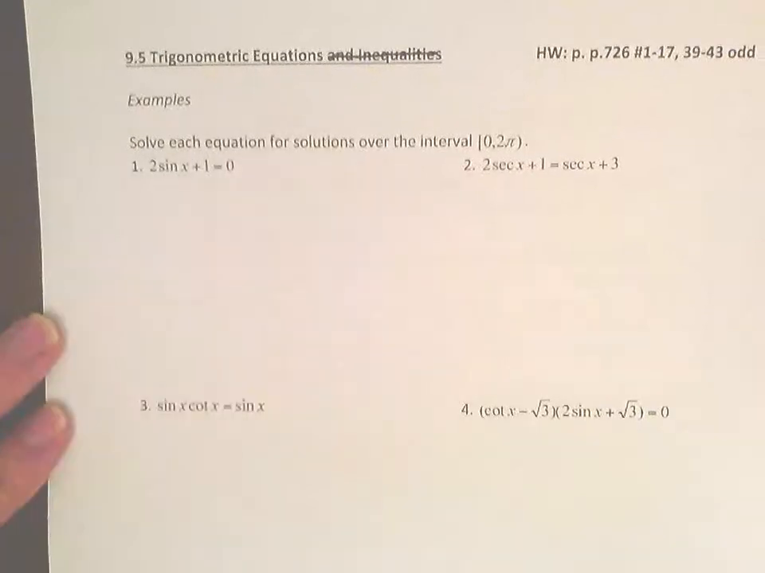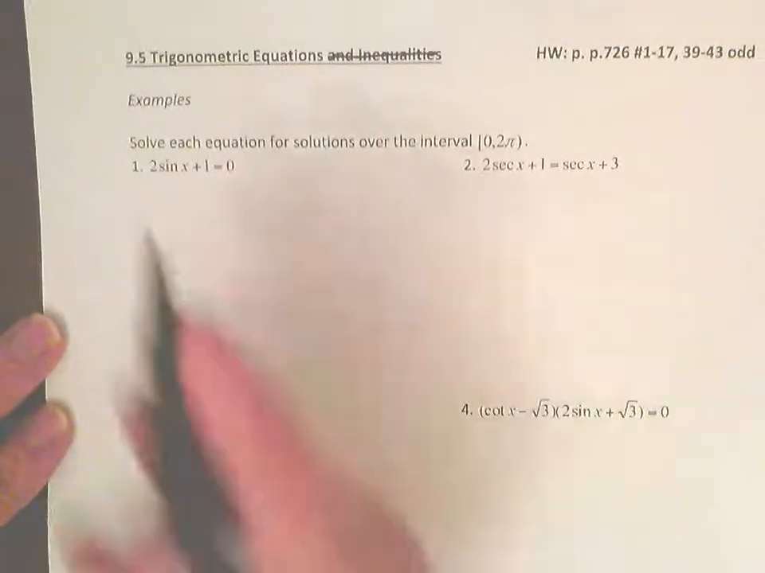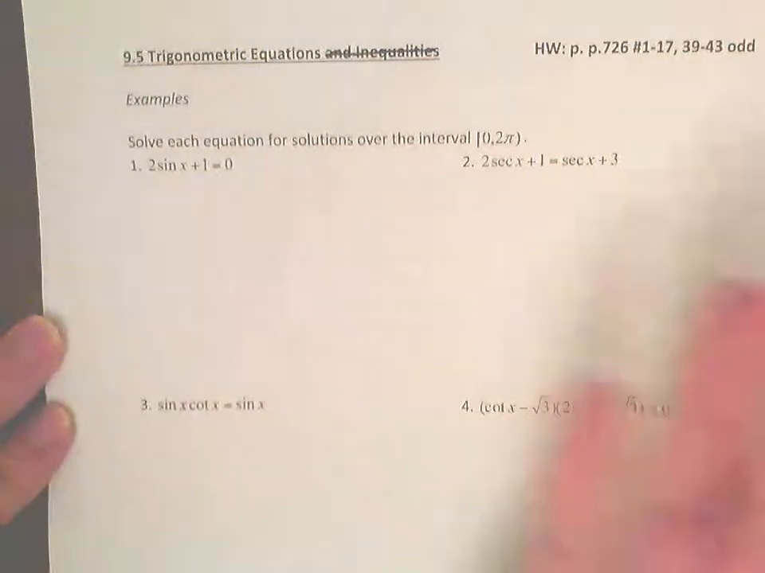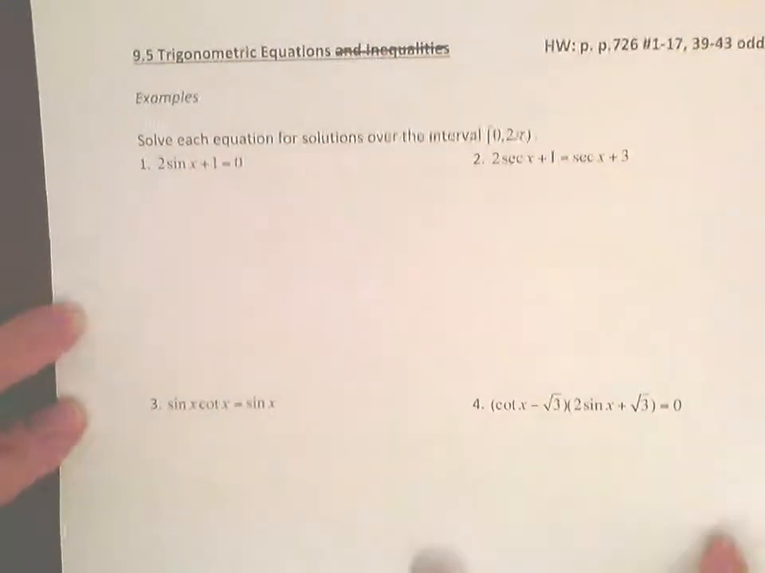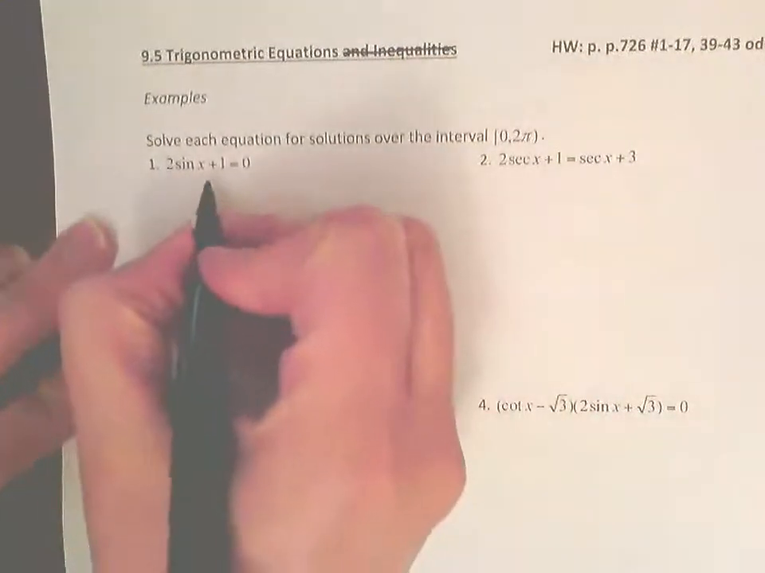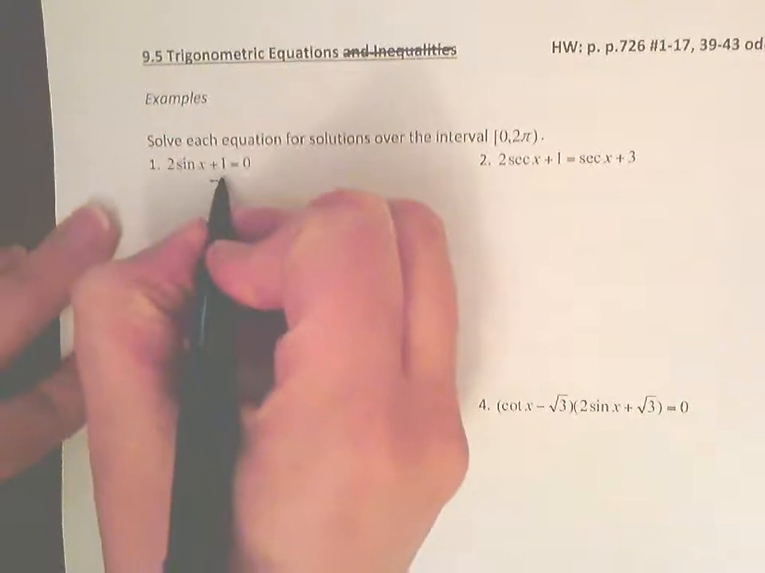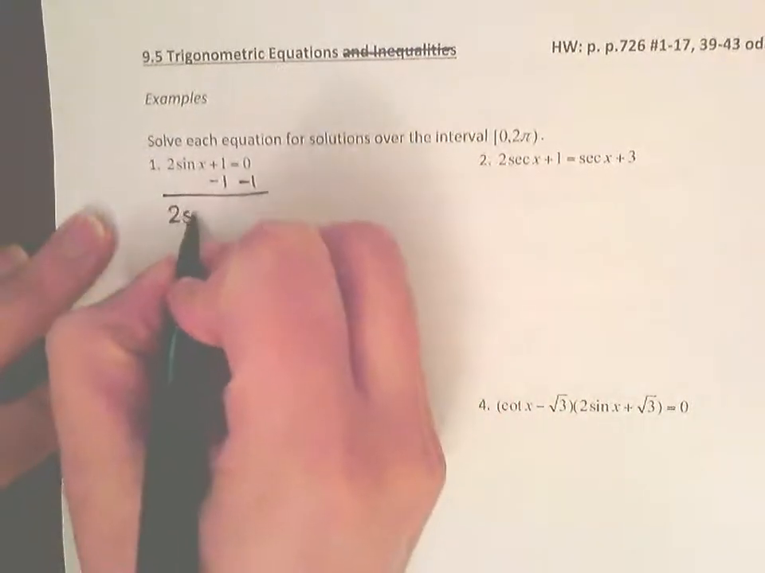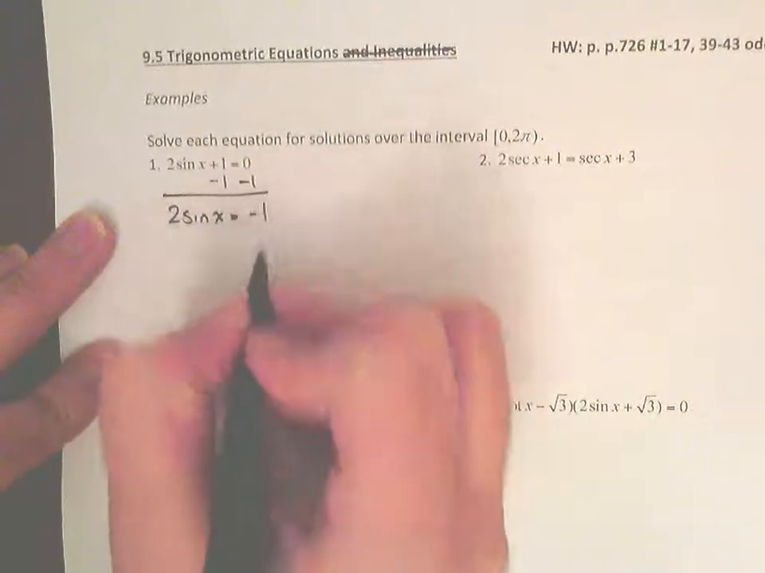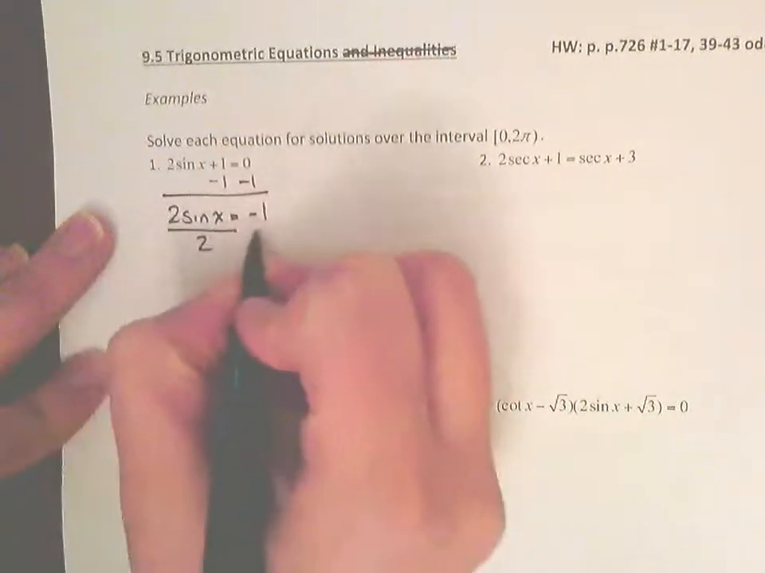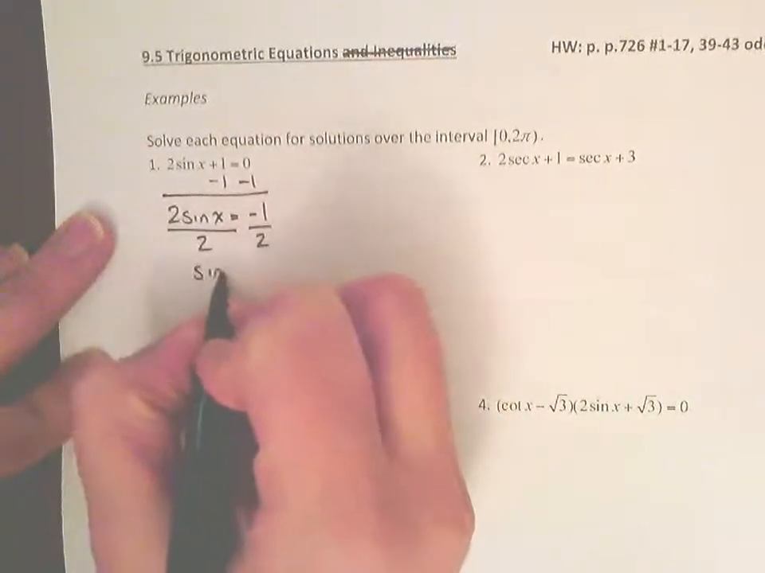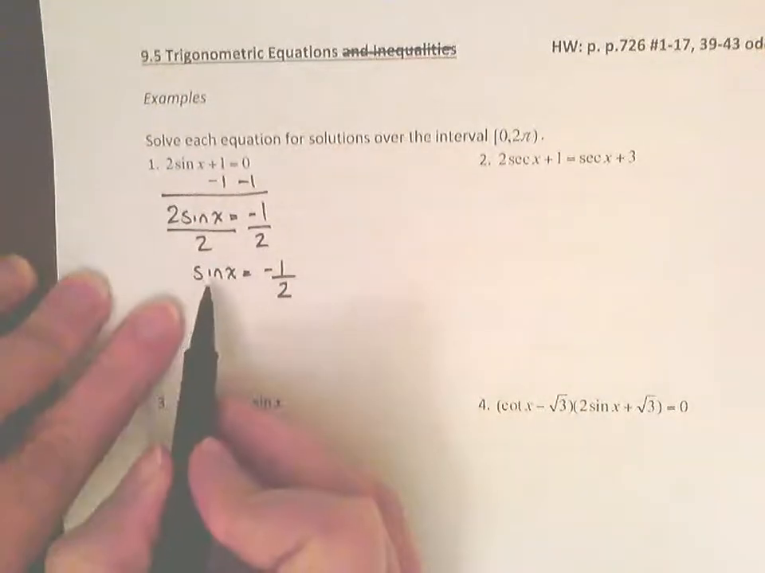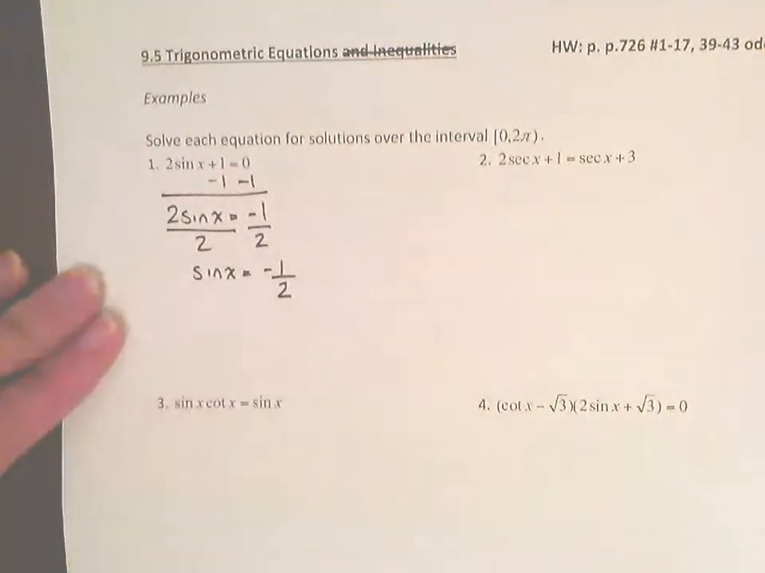So the first one over here, it's obviously linear. There's no squares, it's not quadratic. So this is pretty straightforward. Just solve it like you're solving for x. So the first thing we do is we subtract 1 on both sides. So you end up with 2 sine of x equals -1. And then you divide by 2. So you get sine of x equals -1/2.